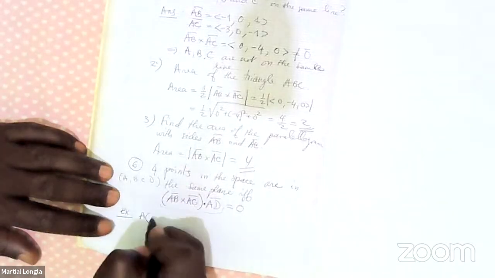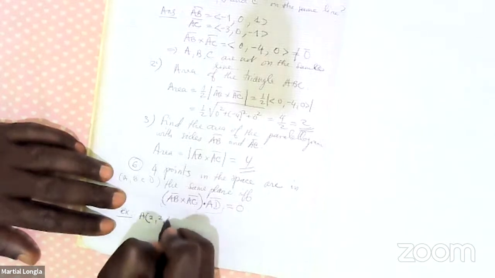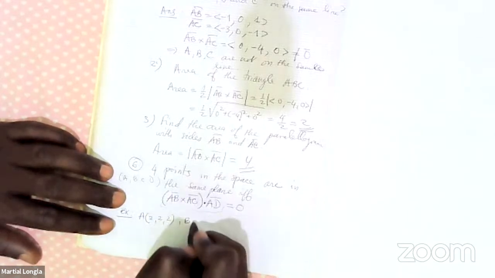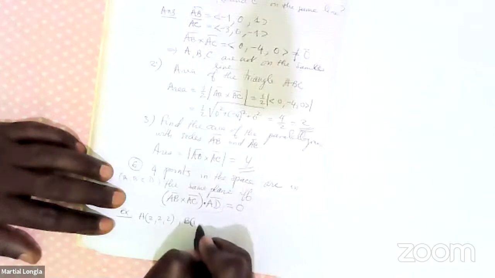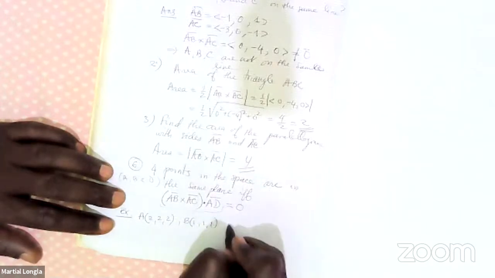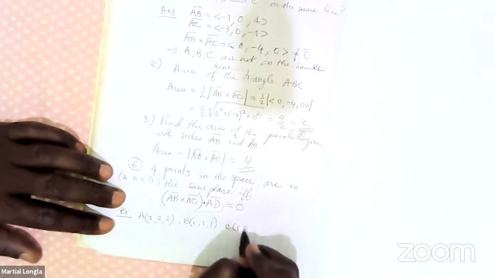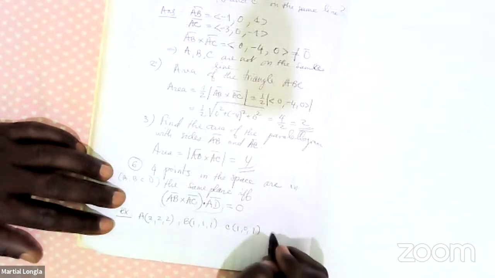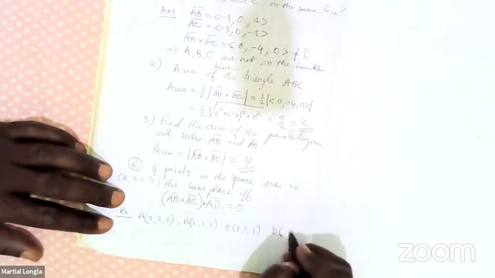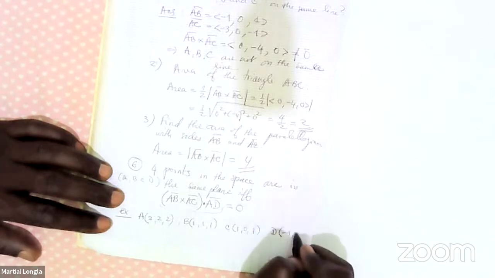Let's see an example. Take A with coordinates 2, 2, 2. B with coordinates 1, 1, 1. C with coordinates 1, 0, 1. And D with coordinates -1, 1, 0. And the question is, are these 4 points in the same plane?